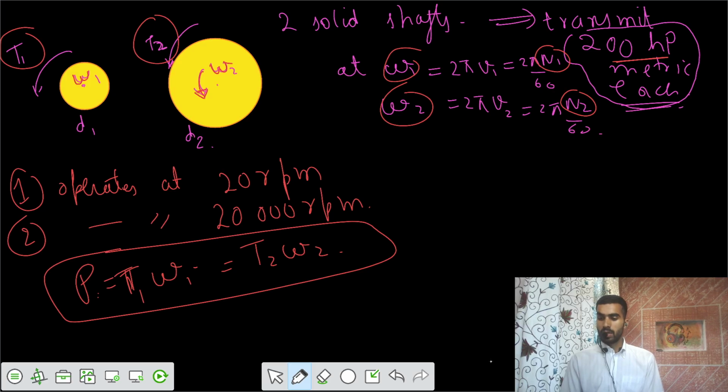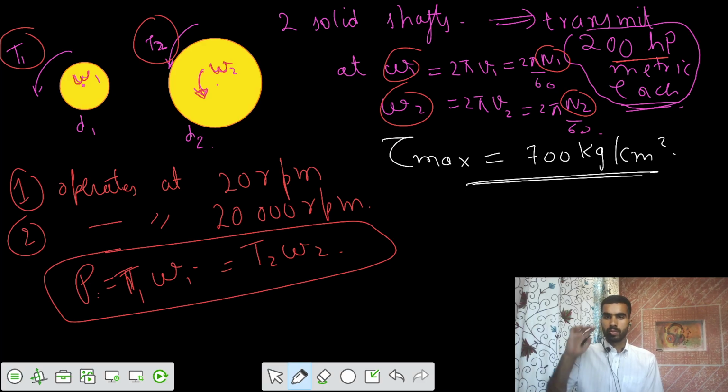Now, this problem says the material is the same, and that means tau max is the same for the two materials. That is 700 kg per centimeter square. Maximum stress per centimeter square area equals 700 kgs. Now we need to get the different torques. If you get the different torques, then after that you can get the diameters.